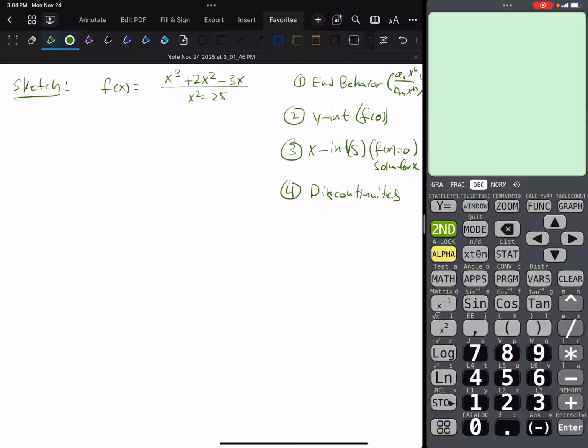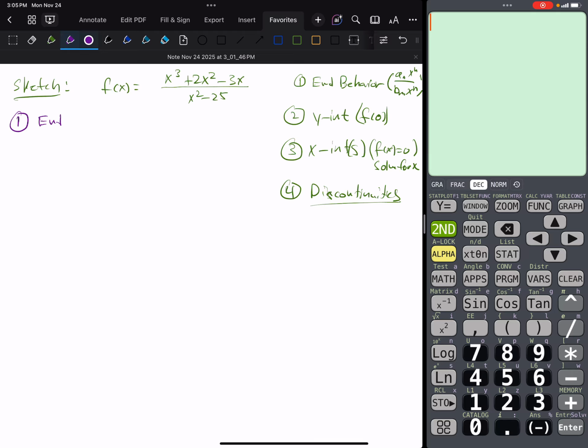And those would be removable or non-removable based on whether or not we can cancel the zeros out of the denominator or not. And so those are kind of the four stages that we need to go through to find the information we need to be able to sketch this thing without the calculator, and then test ourselves with the calculator, see if we did a decent job. All right, so let's take a look at part one. Part one, we need the end behavior.